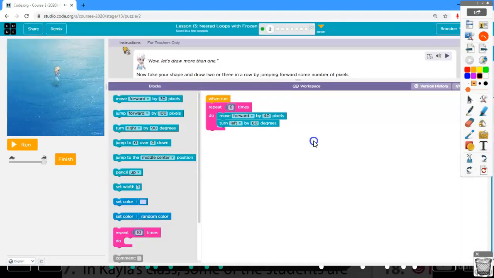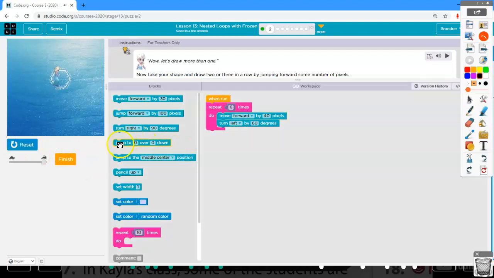And now what does lesson 2 say? Now it says, let's draw more than one. So take your shape and draw 2 or 3 in a row by jumping forward some number of pixels. So we're going to draw our shape, and then we need to jump forward. So we're going to jump, and it doesn't tell us how much.